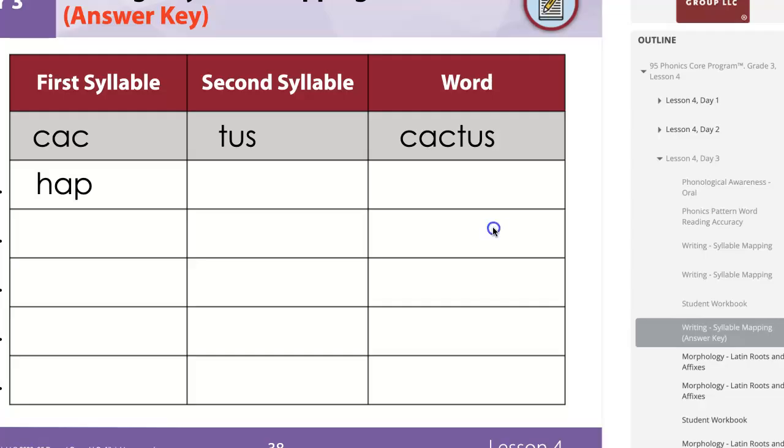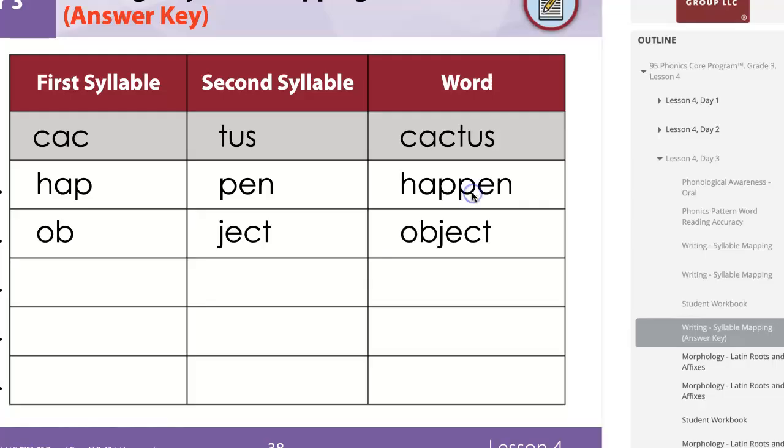Alright, everyone say happen. Clap it. Happen. First syllable, hap. Second, pen. What's the word? Happen. Excellent. Alright, everyone say object. Clap it. Object. First syllable is ob. Second, ject. What's the word? Object. Excellent.